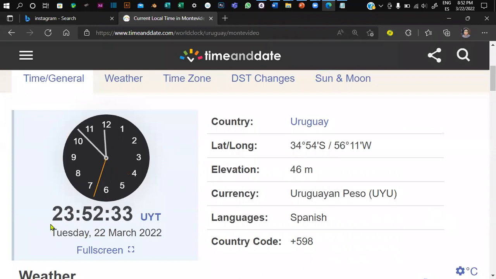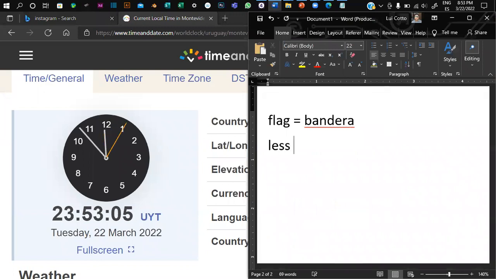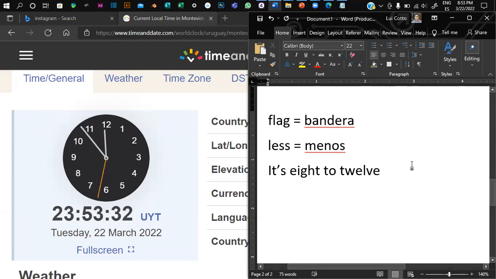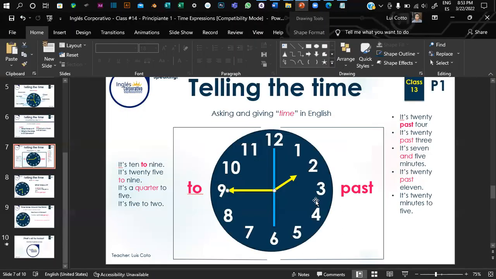What time is it? Eight, correct. It's 7. Okay. Not 11. No. It's not 11. It's less minutes. Okay. No. It's not 3. It's more. It's like around eight minutes. Yes, correct. Eight minutes to twelve. Okay, that is correct. Okay, very good. Excellent. Let's see if we have more material in the slides.